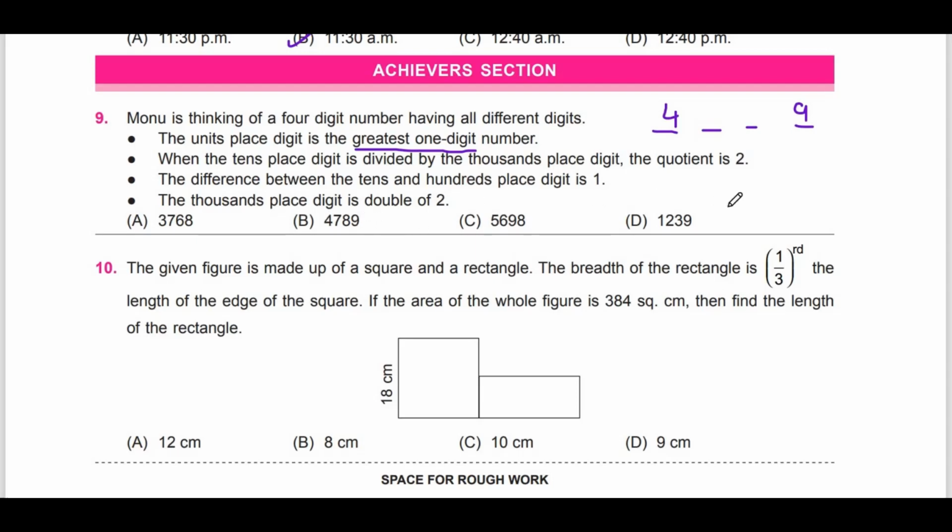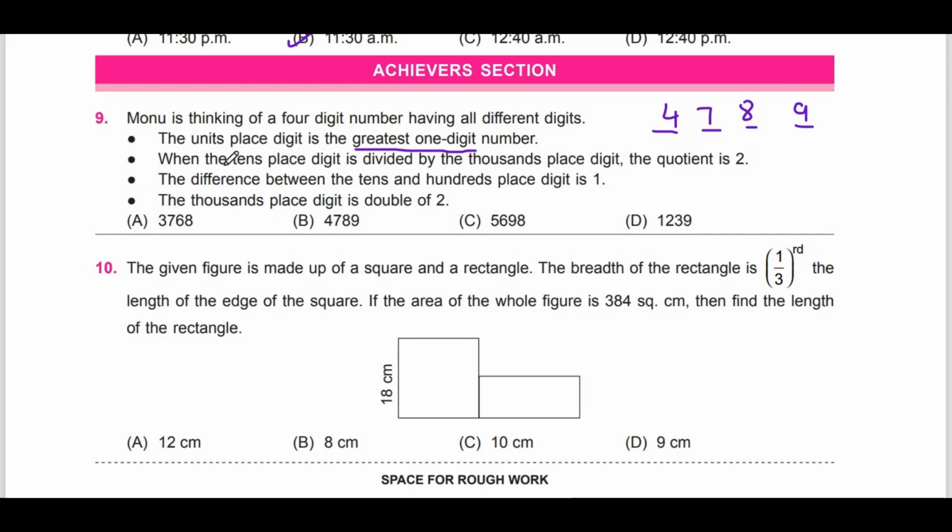Out of B and D, option B has 4 in the thousands place, but option D has only 1 in the thousands place. So the right answer would be 4. So we have 4 here. Then we have a 7 and 8, which is given in the option. Let's see the hundreds and the tens place with these 2 other clues given here.